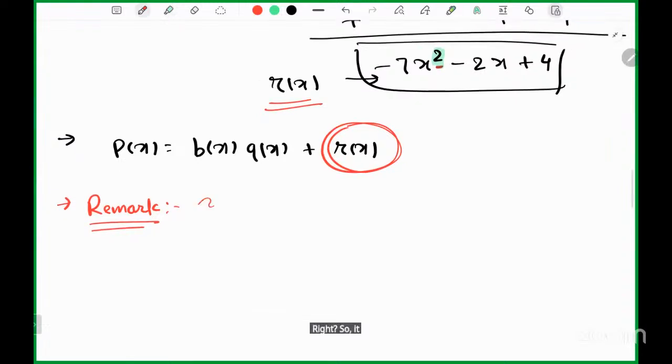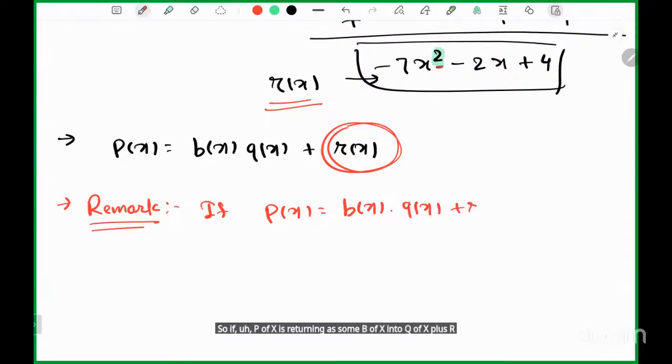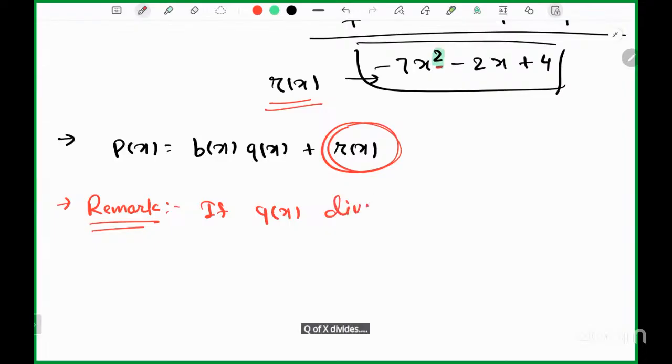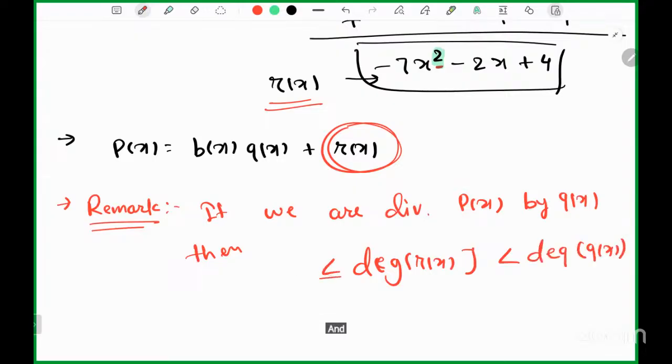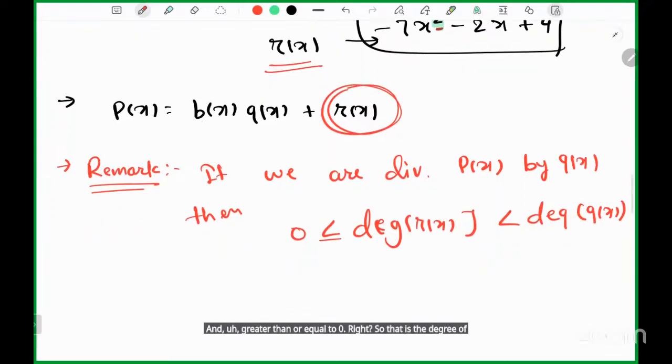So if P of x is written as D of x into Q of x plus R of x, or you can say that if we are dividing P of x by Q of x, then the degree of R of x will be greater than or equal to 0 and strictly less than the degree of Q of x.